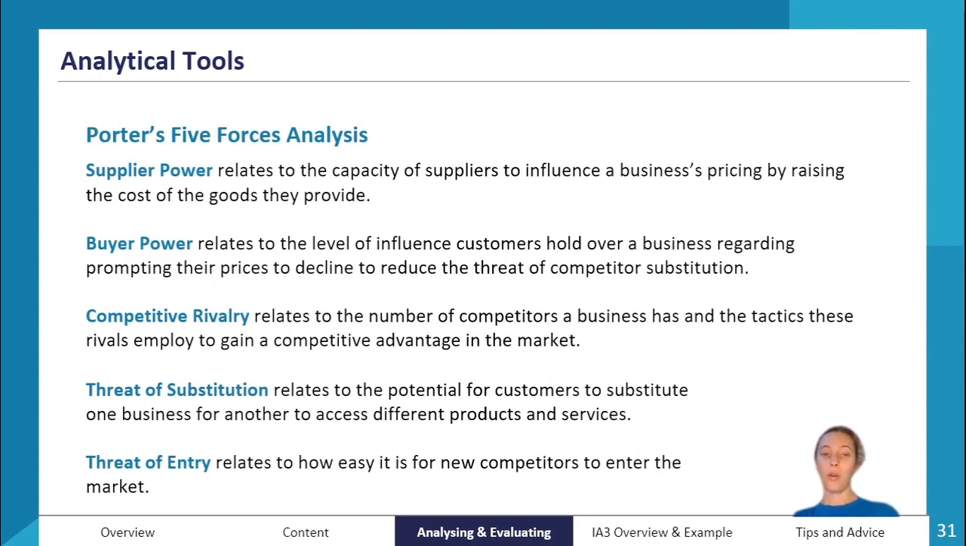Competitive rivalry, of course, is about that business to business rivalry, the tactics that each business uses to try and get that competitive advantage in the market, and the threat of entry. So again, if we think of this supermarket angle, we've got the idea that new supermarkets could be coming in from overseas. And so years ago, back when Aldi came into the mix, that was relating to that threat of entry.